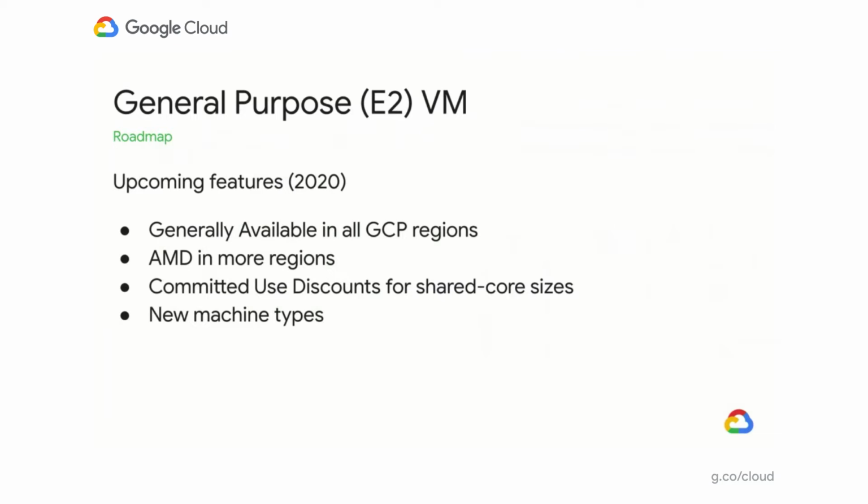For workloads that could benefit from these improvements, E2 also offers a large list of upcoming features that you can look forward to. We are continuing to expand the capabilities of E2 VMs with new features that include making them generally available in more GCP regions, making them leverage AMD CPUs as well as Intel CPUs in more locations, and also for the first time offering committed use discounts for shared core smaller VMs so that you can even get more economic benefits. And finally, we're continuing to look at new machine types that would expand the available configurations too.